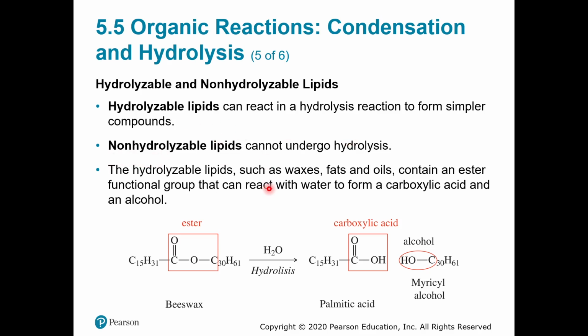The hydrolyzable lipids are going to include things like fats, waxes, oils. They're going to contain this ester group. This is the ester group. That's the important functional group that makes them the hydrolyzable lipids that you'll typically see. Whenever you do this reaction, you're going to produce a carboxylic acid and an alcohol. Okay.